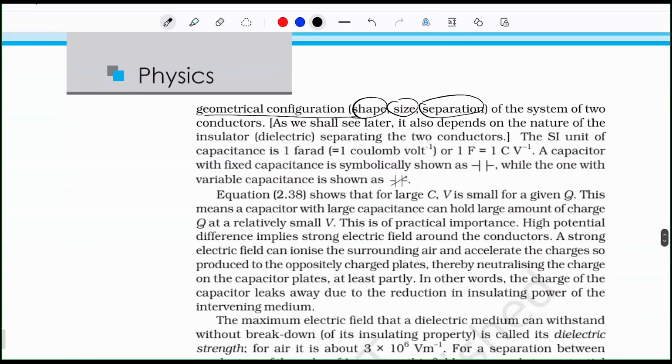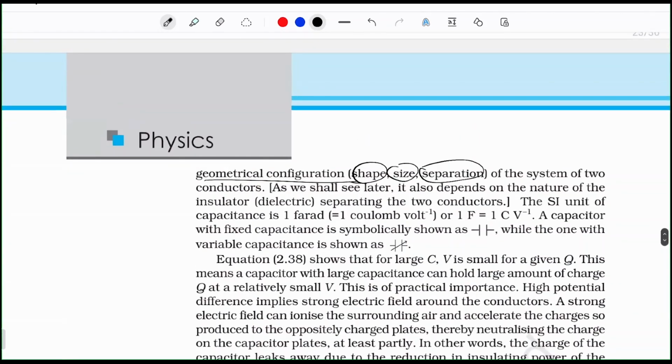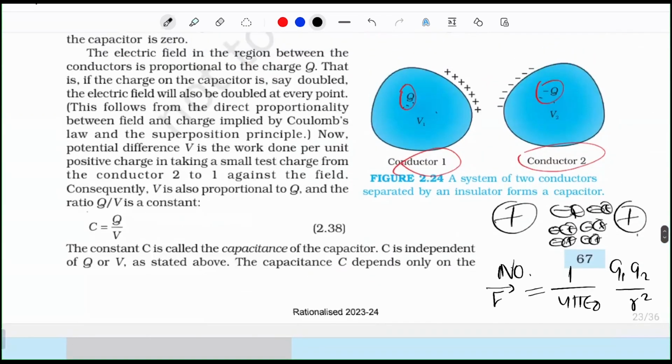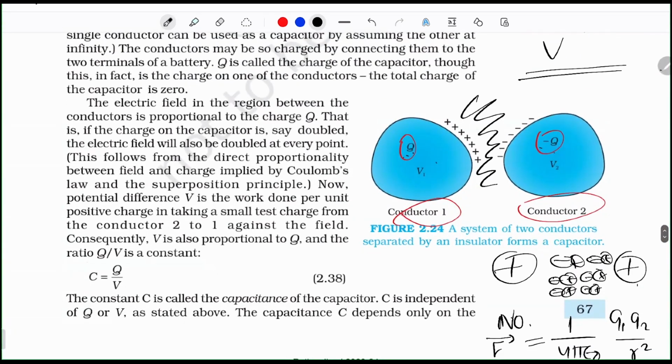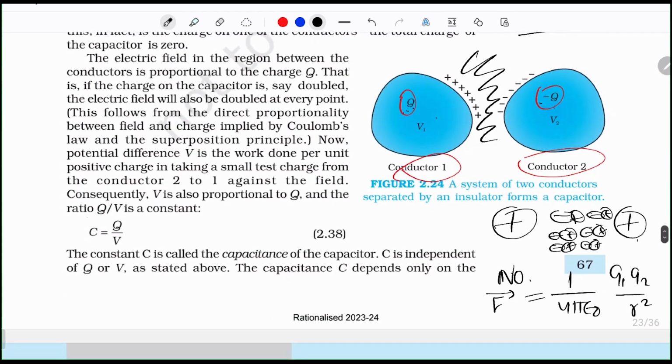So anyway, we will see that the capacitance also depends on the medium between the two conductors. In this case, this kind of medium. In free space, it is something, and if you have a polarized medium, then it is something else.